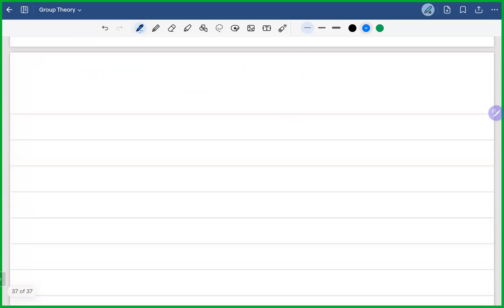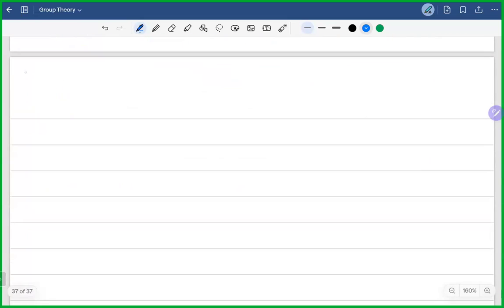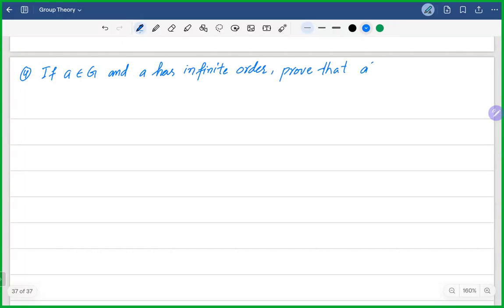Then let's say we have number 4, which is if A is a group element, if A is in G, in any group, and A has infinite order, prove that A power m is not equal to A power n when m is not equal to n.